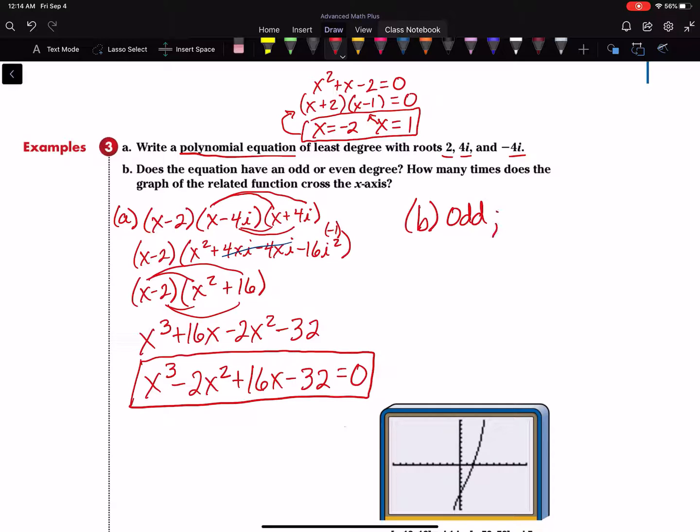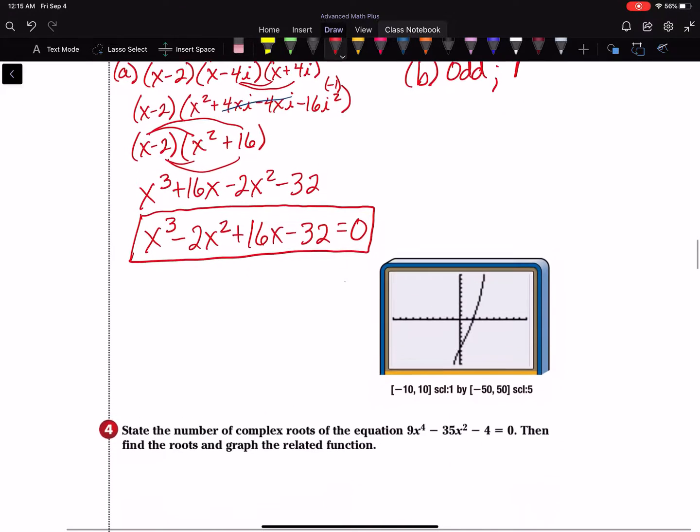Okay? All right, and then it also said how many times does the graph of the related function cross the x-axis? Well, we talked about this earlier. Every time it crosses the x-axis is a real answer, a real root. So how many real roots does it have? It has 1 real root. The other 2 are imaginary. So the answer to how many times the graph of the related function crosses the x-axis is just once. Okay, it crosses 1 time. And that's all you had to do on those.